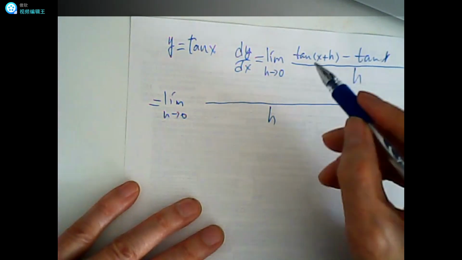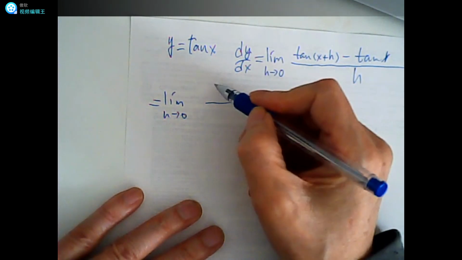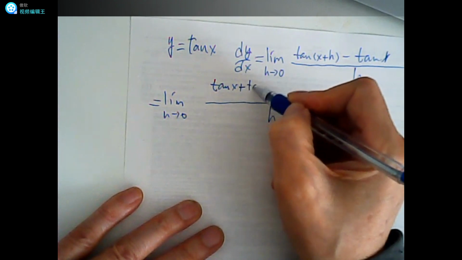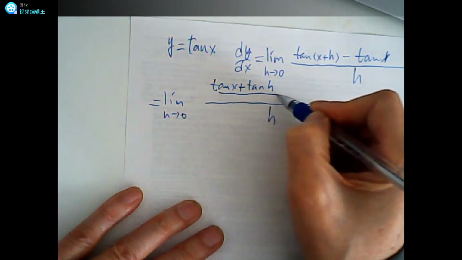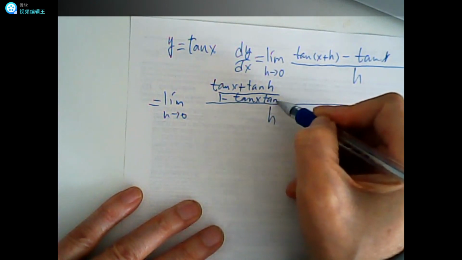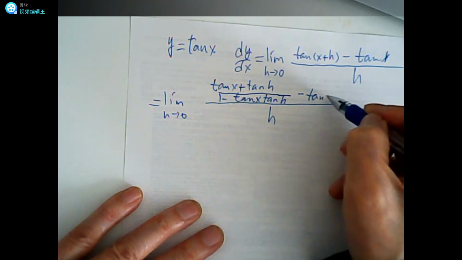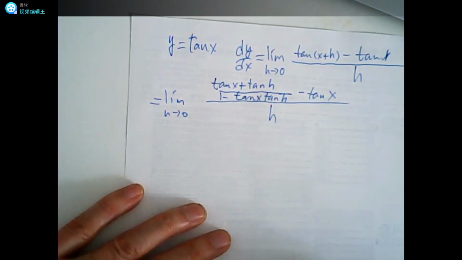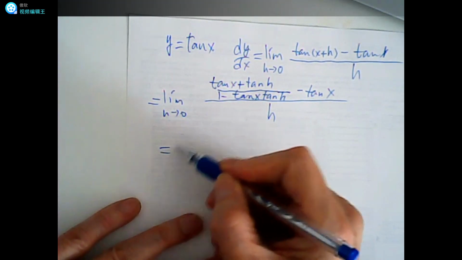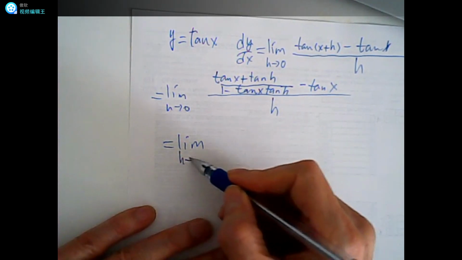Here, by the formula for tangent, this is equal to tangent x plus tangent h over 1 minus tangent x tangent h, minus tangent x. I hope you can see clearly. Now this is equal to the limit, let me write a little bigger, as h approaches 0.